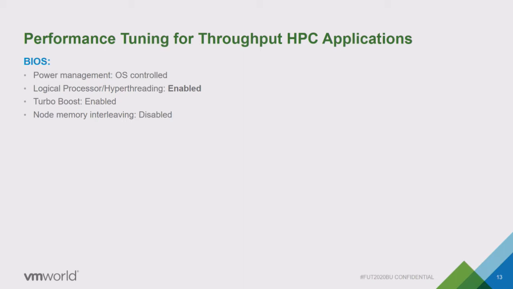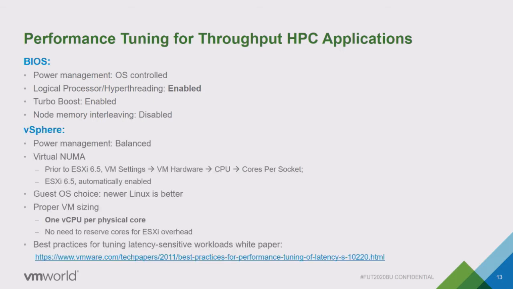So at the BIOS level, we usually use OS controlled for power management, and then we set it at the ESX level. You can see that the logical processors and the hyperthreading is something that we'll come back to. So normally you would turn hyperthreading on in your enterprise environments. In an HPC bare metal environment, they usually don't turn hyperthreading on. So this is a different sort of thing, and we'll come back to this in a minute. Turbo boost on and memory interleaving off, because we really want to take advantage of NUMA capabilities on the system.